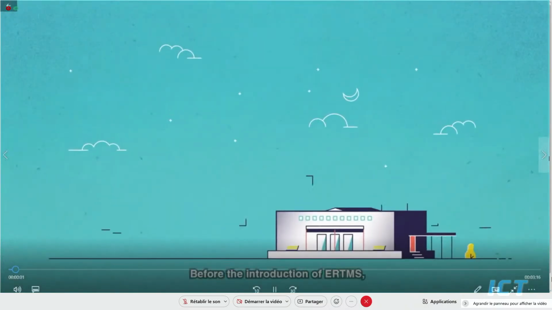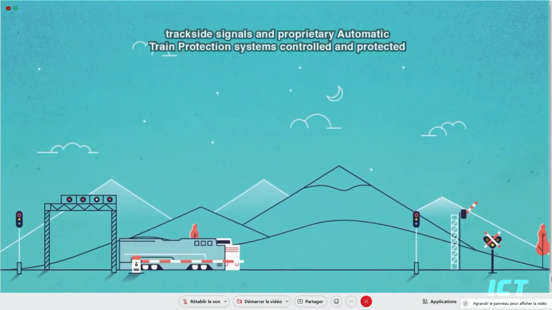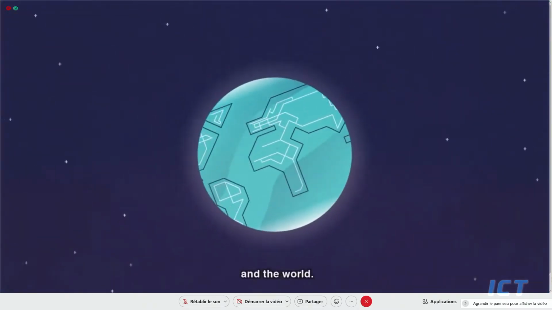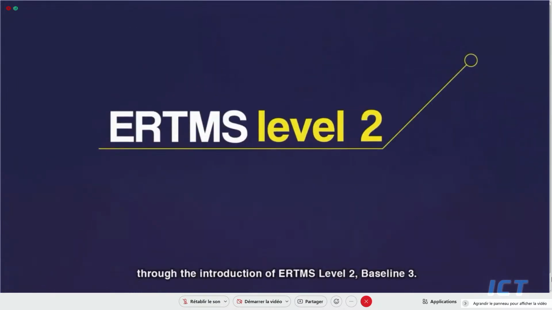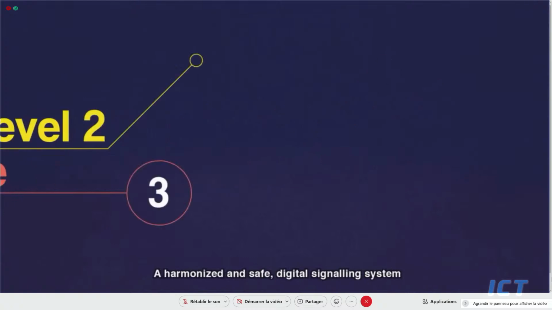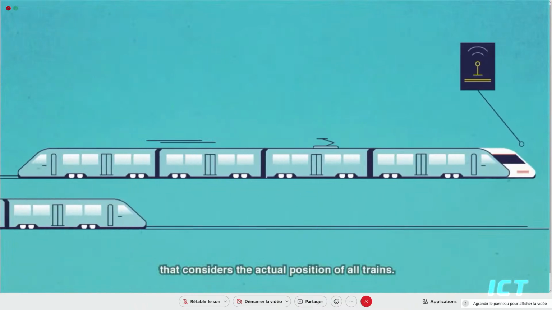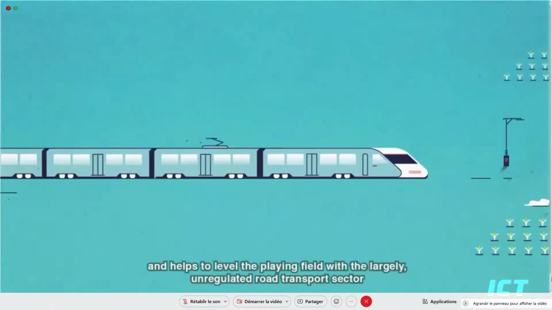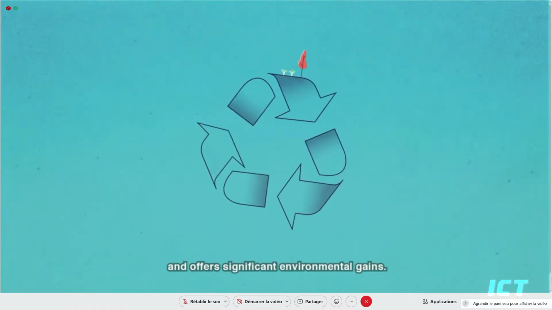Before the introduction of ERTMS, trackside signals and proprietary automatic train protection systems controlled and protected the movement of trains on railway networks across Europe and the world. Today, ERTMS Level 2 takes rail safety to a future-proof situation through the introduction of ERTMS Level 2 Baseline 3. A harmonized and safe digital signaling system that considers the actual position of all trains. ERTMS improves the rail sector's competitiveness and helps to level the playing field with the largely unregulated road transport sector and offers significant environmental gains.